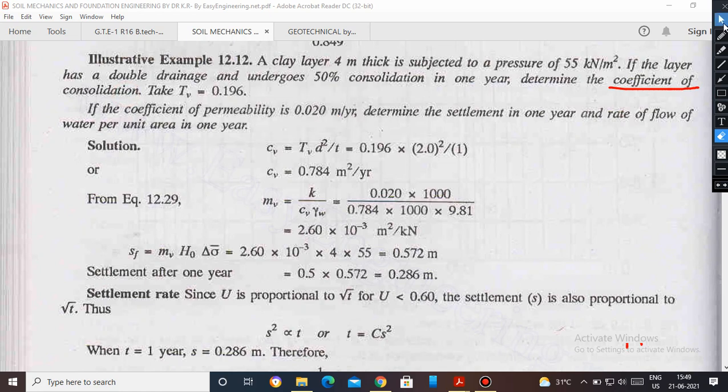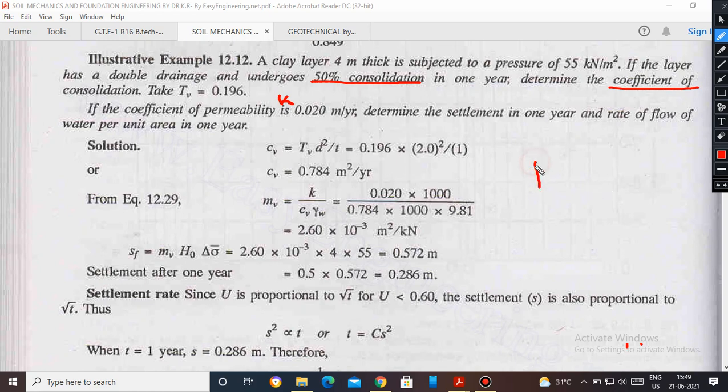Coming to here, first we have to write all the given data, that is the thickness of the clay layer and the uniform pressure acting on the soil mass. The soil mass has double drainage and undergoes 50% consolidation, time t equal to 1 year. We are taking the coefficient of permeability value K equal to 0.020 meter per year.